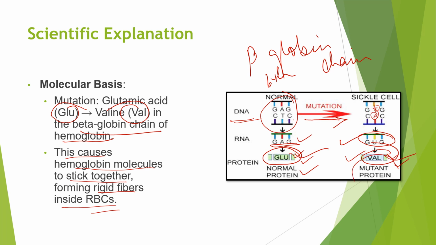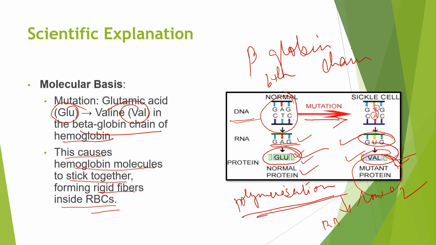This mutant protein will undergo polymerization, that is, formation of polymers under low oxygen tension. Thus it will cause a change in shape of the RBC. So after undergoing polymerization under low oxygen tension, it will change the shape of the RBC from biconcave to sickle shape. So this structure change is due to the polymerization of this mutant hemoglobin molecule. Okay, is it clear to all of you now?